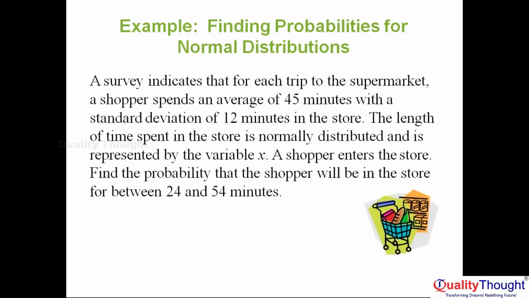Can you please solve this and let me know the answer? A survey indicates that for each trip to the supermarket, a shopper spends an average of 45 minutes with a standard deviation of 12 minutes. Meaning mean 45 minutes, standard deviation 12 minutes. The length of time spent in the store is normally distributed and is represented by the variable x. A shopper enters the store. Find the probability that the shopper will be in the store between 24 and 54 minutes.